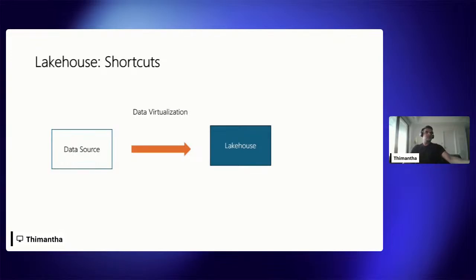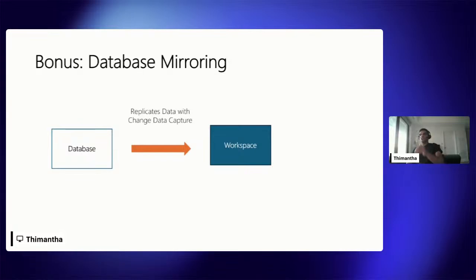Then the final option is database mirroring, which gets a direct replica of a source database and brings it to the workspace. This is completely managed by change data capture. What does that mean? Let's say there are certain changes in the source database. With the use of change data capture, the changes would be identified by the mirrored database, the replica of the database residing in the workspace, and those changes would be incorporated into that workspace after that. So these are the three options.